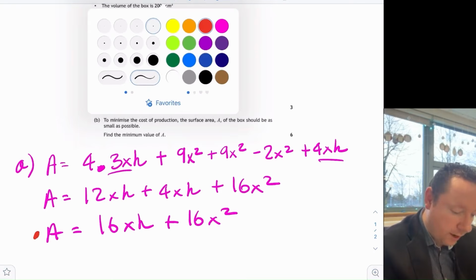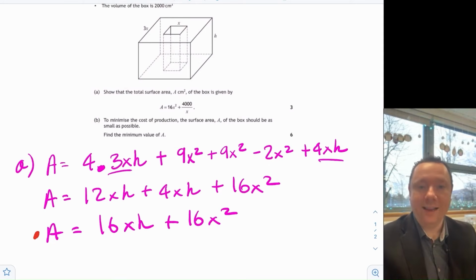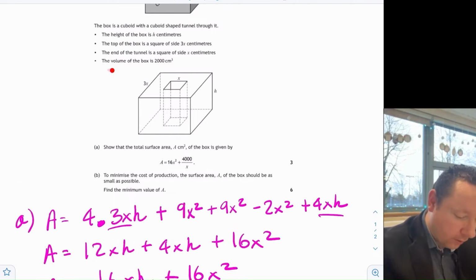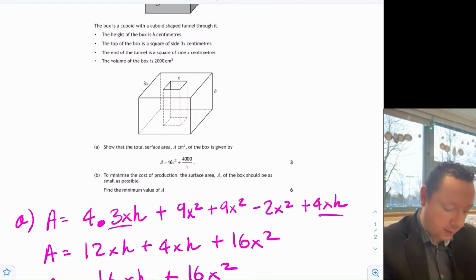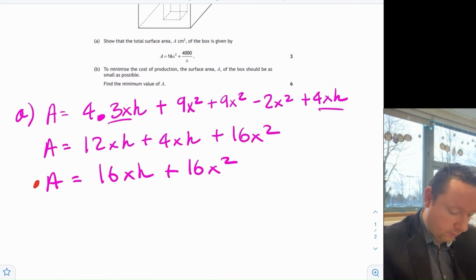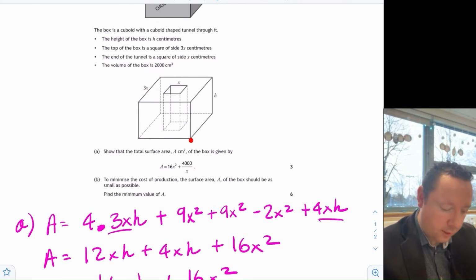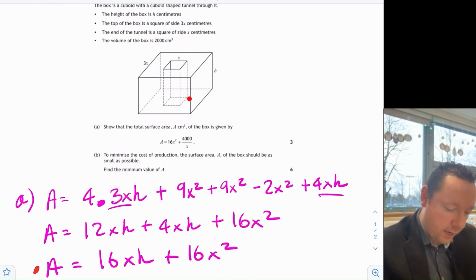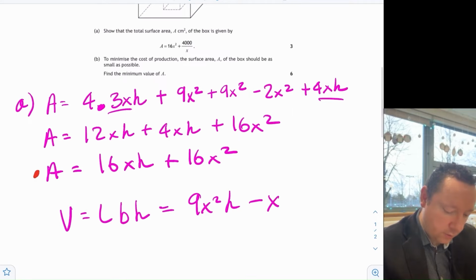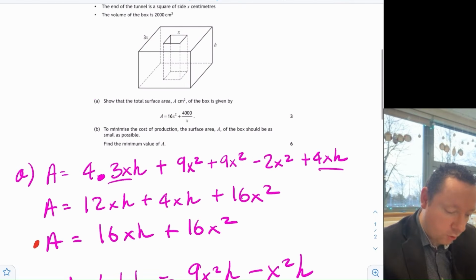But we're not finished there because our area in the question's not got any h in it. So we need to work out if we can eliminate that h somehow. Well, let's look at the information. The volume is 2000. Well, volume is length times breadth times height. So if I write that down underneath, volume is length times breadth times height. Volume of the big box, which is 3x times 3x, which is 9x squared times h. So 9x squared h, but we need to remember to take away the hole, which is x by x by h, so that's just x squared h. So our volume, 8x squared h, but that equals 2000 it says.